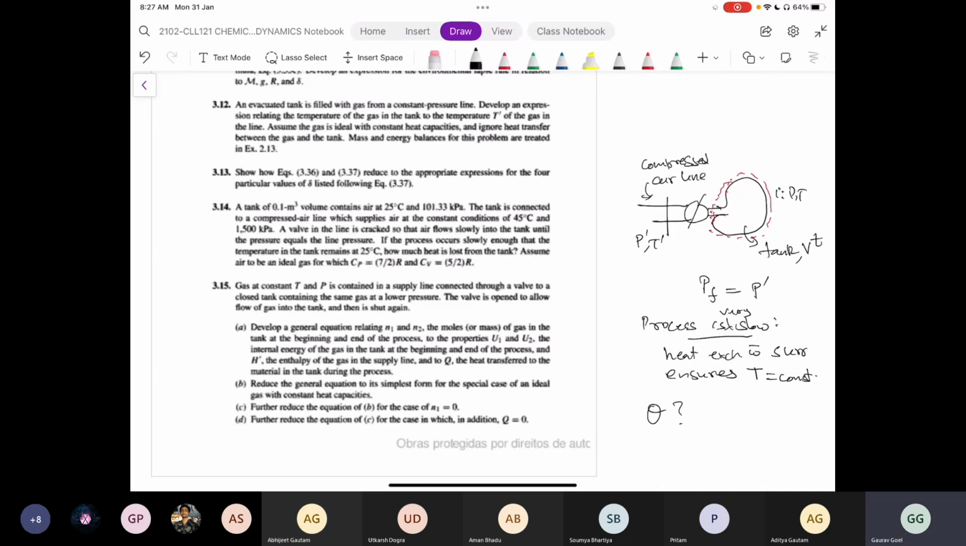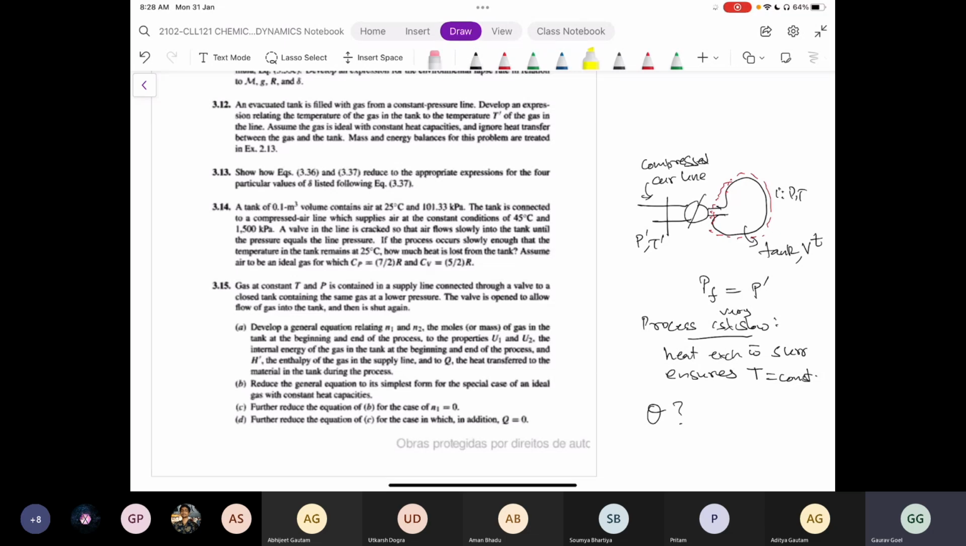So now tell me, is the schematic clear? Yes, sir. Actually, I could not understand the third line: a valve in the line is cracked so that air flows slowly into the tank. I could not visualize how, if it is cracked, the air would enter the tank. Maybe the statement is not fully accurate. If the valve is cracked, I would imagine the loss would be to the surroundings rather than going into the tank. Yes, so let's say the valve is partially opened. Rather than saying it is cracked, it is partially opened so that the air flows slowly into the tank.